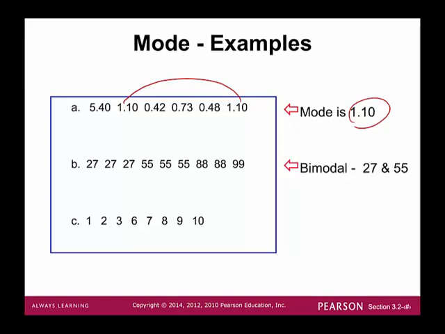And second data set, we have a 27 and then 55. Those two appear most frequently, 3 times. So we call this bimodal. And if you look at the third part, every single number occurs once, so we call this no mode. So the third one has no mode.